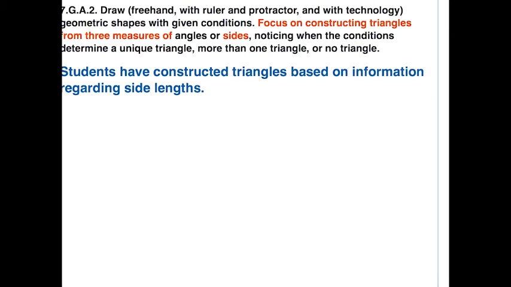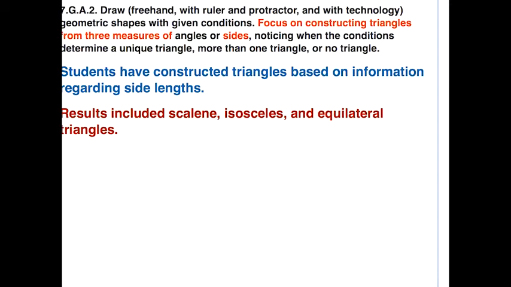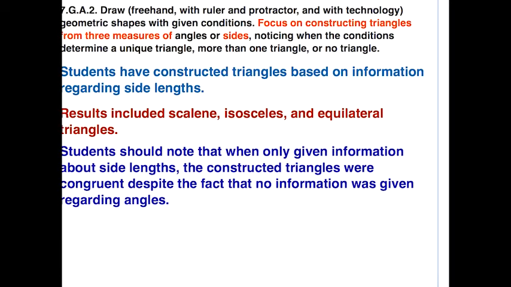So now students have constructed triangles based on information regarding side lengths. Results included scalene, isosceles, and equilateral triangles. Students should also note that when only given information about side lengths, the constructed triangles were congruent, despite the fact that no information was given about the angles.